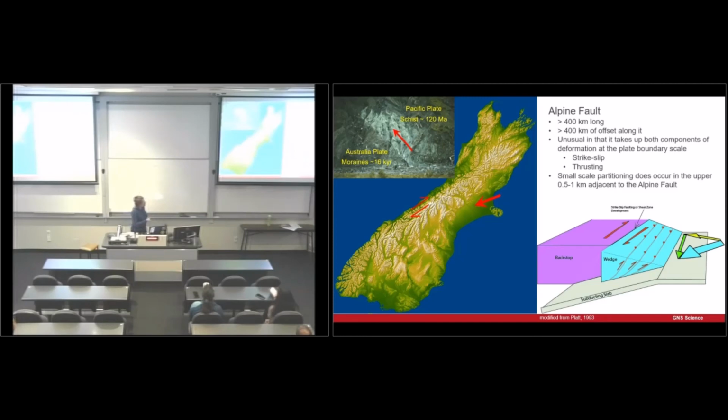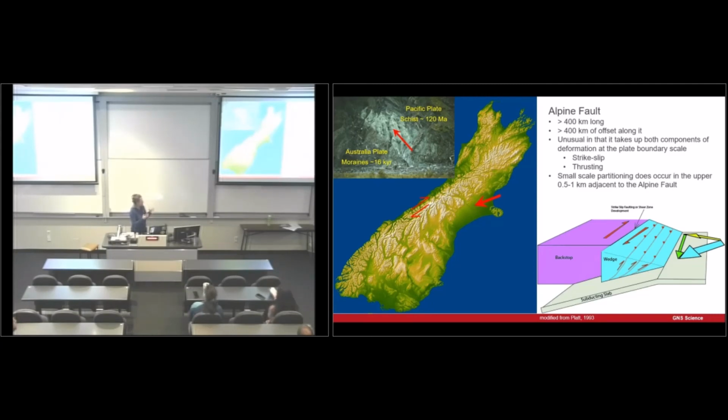Now the Alpine Fault is unusual because in many oblique plate boundaries like this, those two components of deformation wouldn't be taken up on the same structure. Instead, you'd get what's illustrated here. You'd get slip partitioning. So you have an oblique system, and you split it into the components of strike slip and convergent.